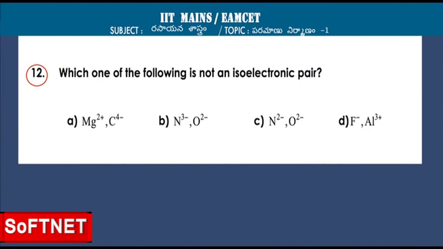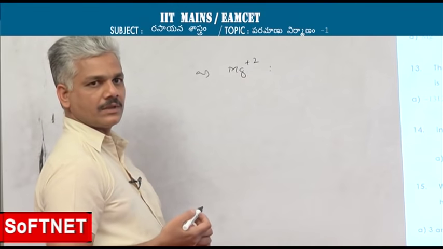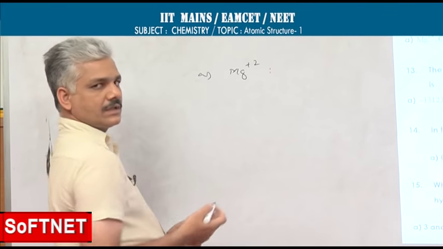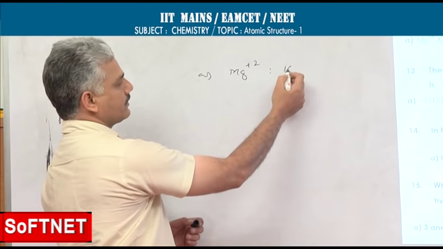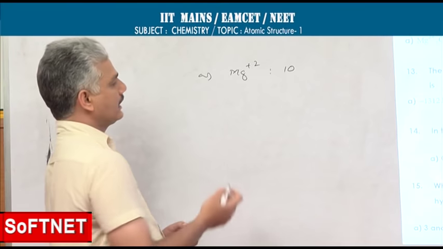12th question, which one of the following is not an isoelectronic pair? Isoelectronic pair means a pair of chemical species with the same number of electrons. So, we should check out the option where the number of electrons are not equal. Say in the first option, Mg plus 2, magnesium atomic number is 12, plus 2 means it has lost 2 electrons. So, number of electrons left out will be 10.